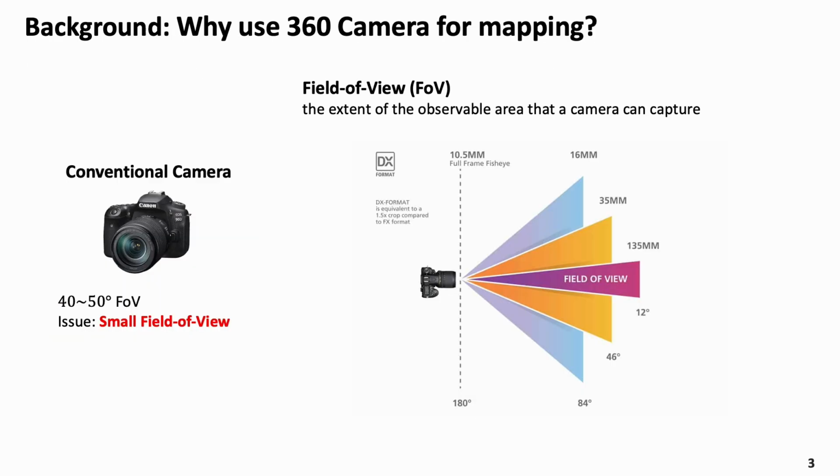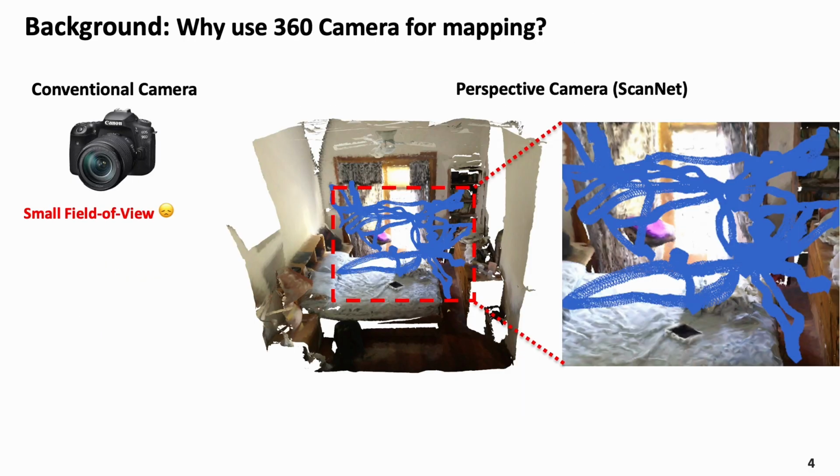Before diving into the method, let me quickly explain the motivation. The first question is, why use a 360 camera for mapping? Conventional cameras are the standard tool for collecting images, but they come with a key limitation: they only capture a small field of view. Because a small field of view only covers limited areas, mapping usually requires long video sequences to capture everything. That's time-consuming, and it often needs mapping experts.